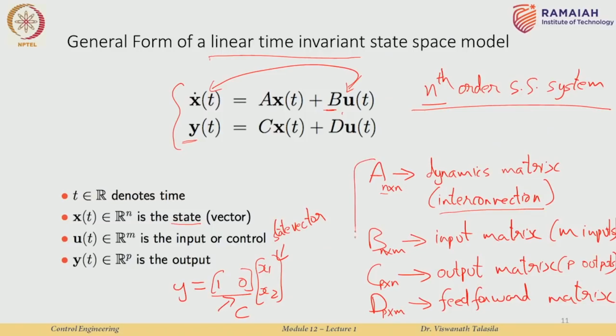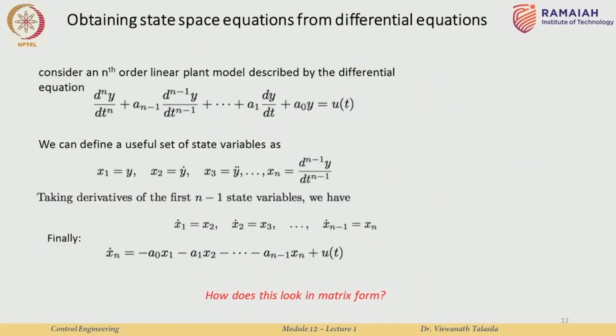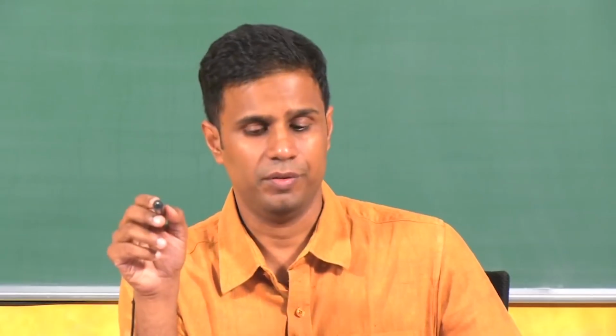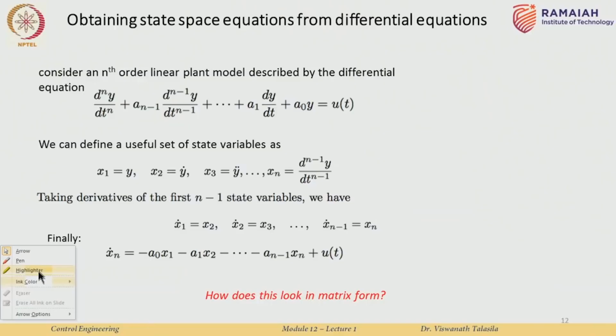So, these are the 4 matrices which we are going to consider. We will be ignoring D for the rest of this lecture, we are going to look at basically A, B and C. Alright. So, this is the general form of the linear time invariant system. Now, we have always said that assuming we have an nth order differential equation, how do we go from that to the nth order state space system, and let us look at the general derivation over here.